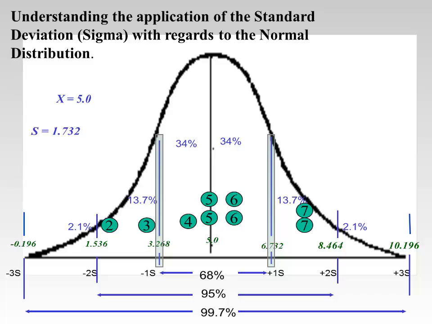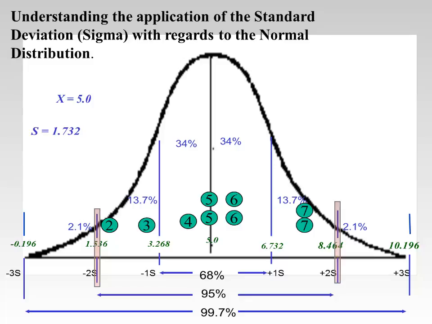When we add 1.732, which is the standard deviation, to 5, it equals 6.732, which is labeled in our plus 1 standard deviation line. Similarly, when we subtract 1.732 from 5, we get 3.268, which is labeled as the minus 1 standard deviation line.